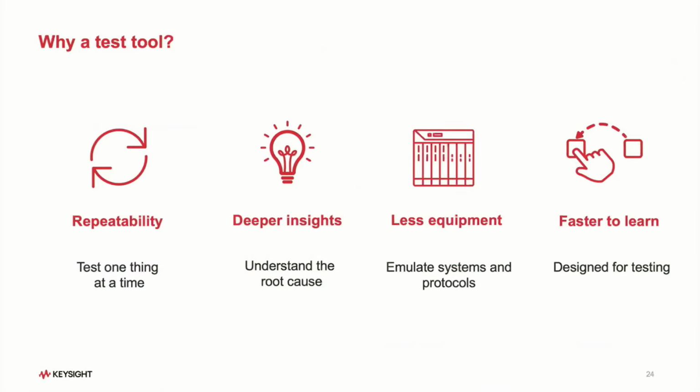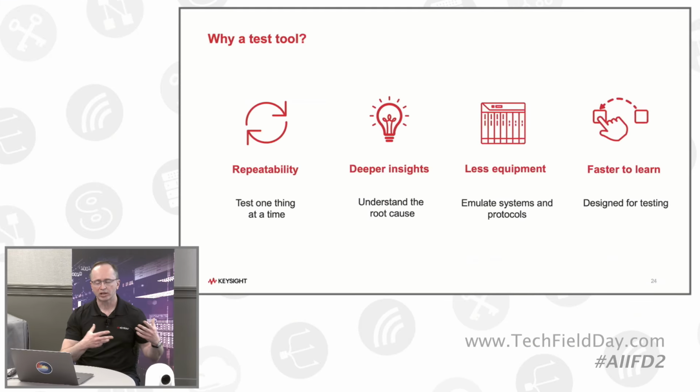Two things. Why do you need a test tool to summarize? First of all, these experiments with a test tool are much more repeatable. You can really turn little things and see how they improve. By repeating the experiments over and over, it gives you much deeper insights into what's the root cause. You have less equipment, really, and then it's much faster to run. I mean, it's tool-based testing.